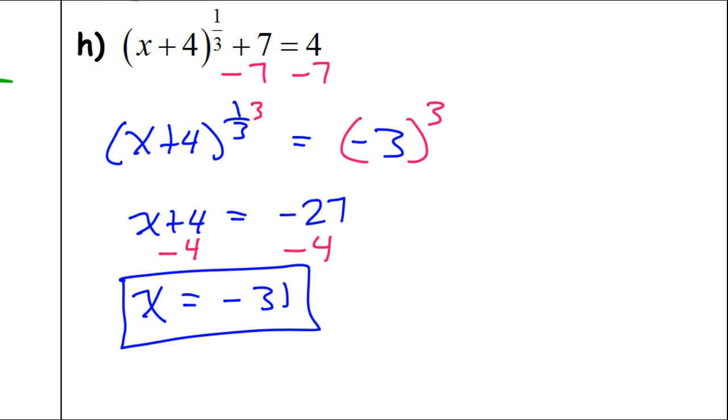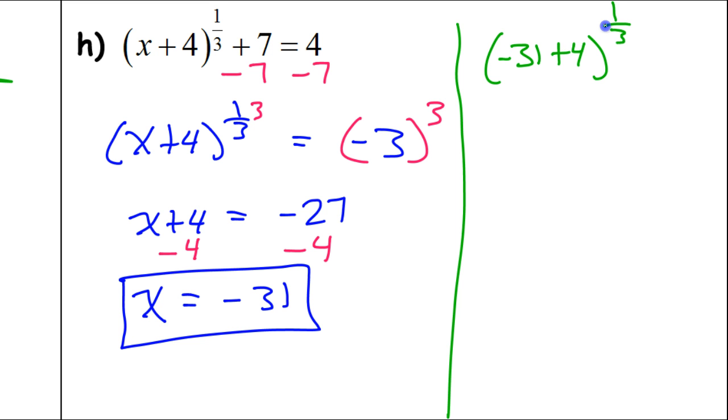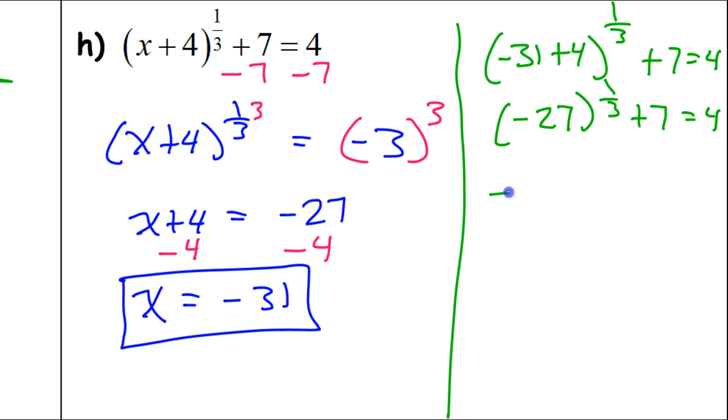Alright, you know what, I'll show this one. So this would be negative 31 plus 4 to the 1/3 power plus 7, and that's supposed to equal 4. So this would be negative 27 to the 1/3 power. 1/3 power is a cube root, so this is just going to be negative 3 plus 7, and that is in fact 4. So this one's okay.